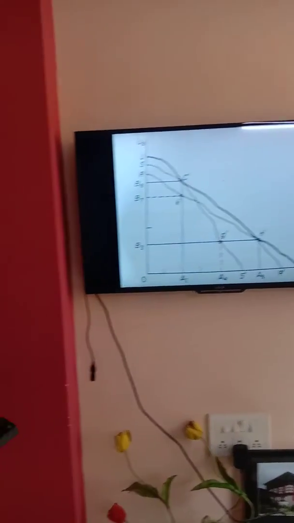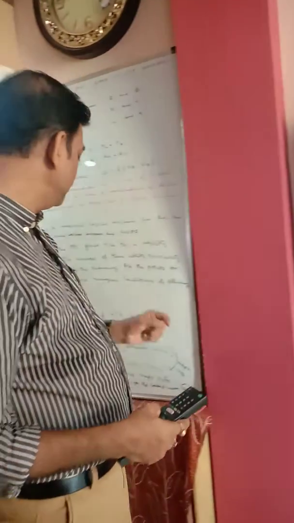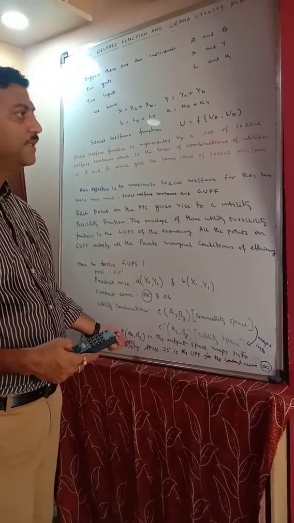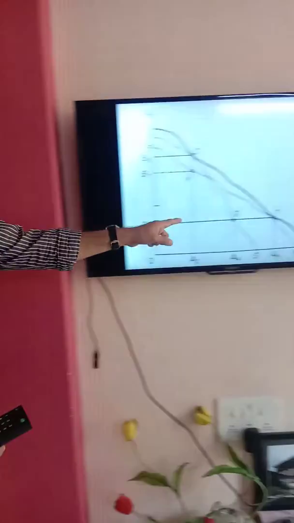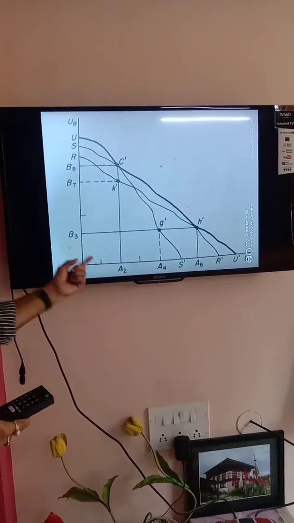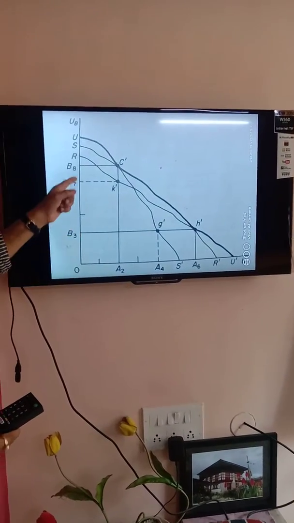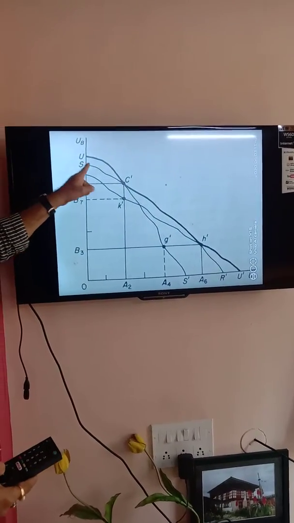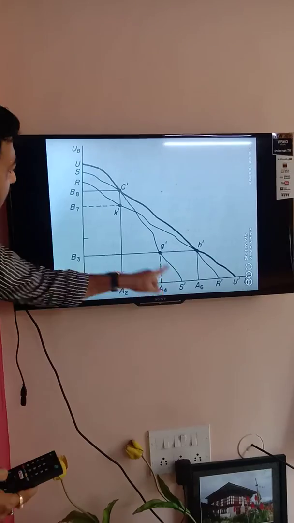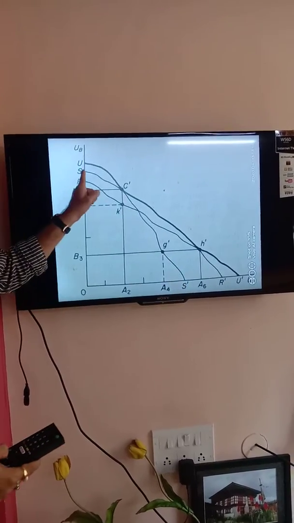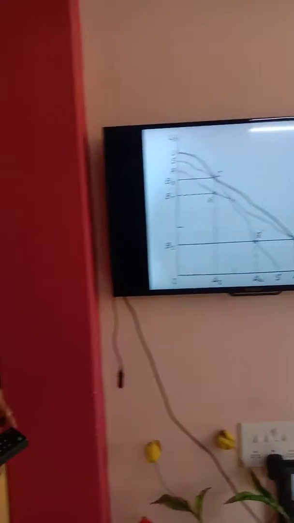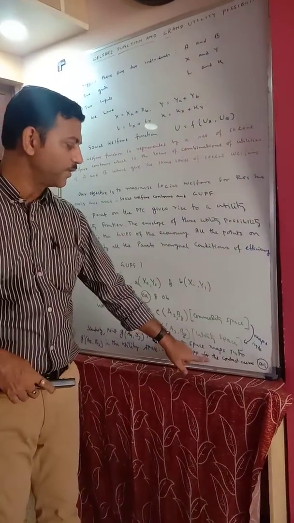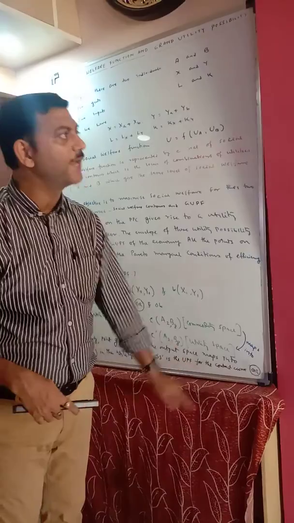In the output space we know that the utility combination is A4 B3. So A4 B3 is represented by this G prime. You see, this is A4 and this is B3. Now joining this C prime and G prime, that is this curve, that is S prime. This is the utility possibility frontier. That's why I have written SS prime is the utility possibility frontier for the contract curve OA.